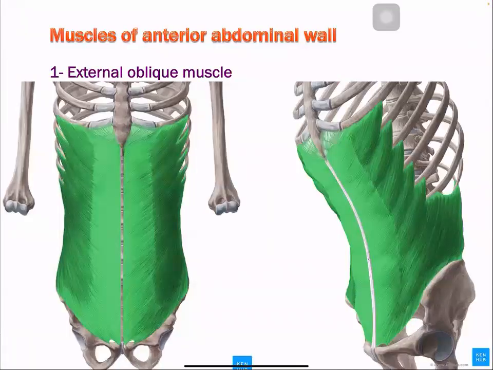Then the muscles of the anterior abdominal wall, starting with the external oblique. The external oblique arises from the lower 8 ribs and is inserted into the linea alba, pubic crest, inguinal ligament, and the iliac crest, as we see the direction of the fibers is downward and forward.